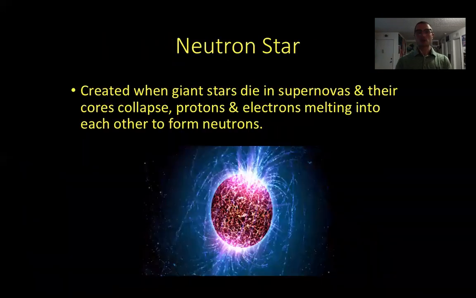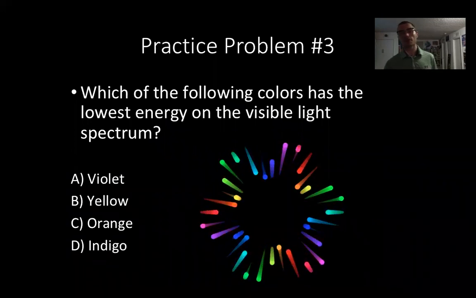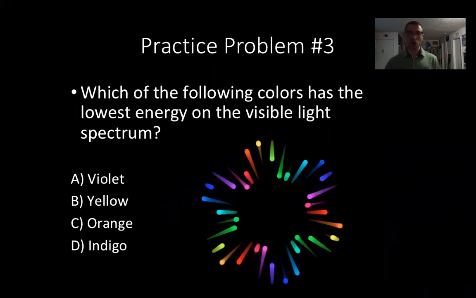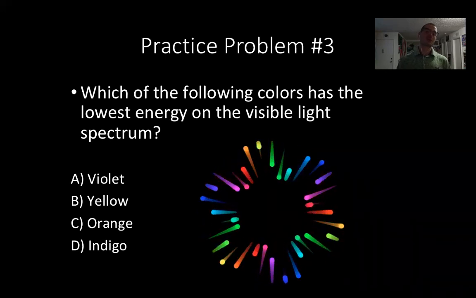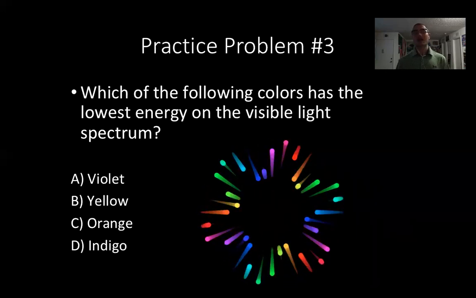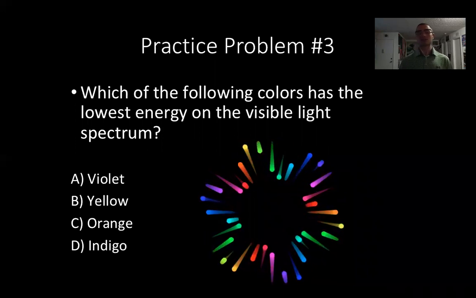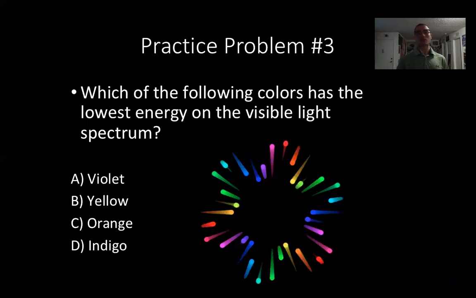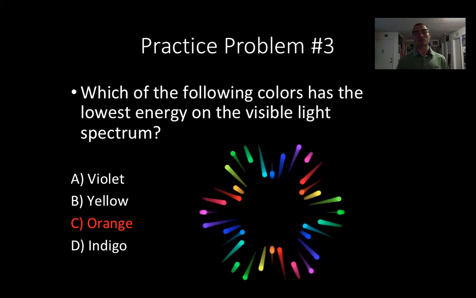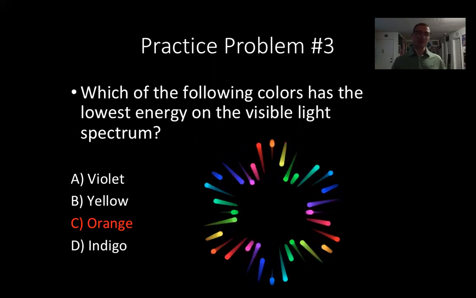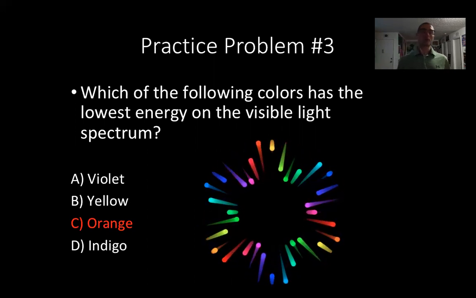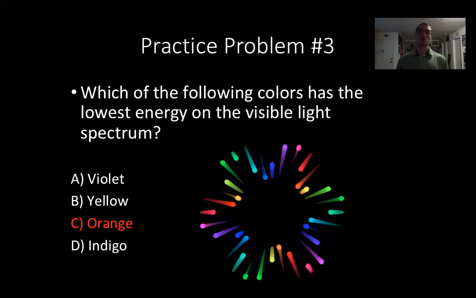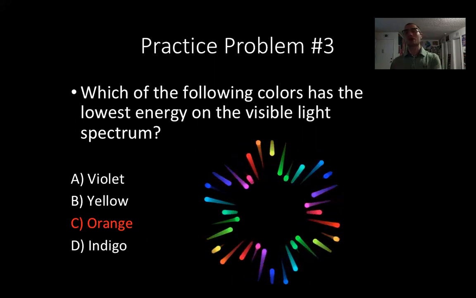All right, our last question: which of the following colors has the lowest energy on the visible light spectrum? Also, I think meaning that it has the lowest frequency, if I'm not mistaken. A, violet; B, yellow; C, orange; or D, indigo. The correct answer is C, orange. Again, the lower the frequency, the lower the energy; the higher the frequency, the higher the energy. Always remember Roy G. Biv: red, orange, yellow, green, blue, indigo, violet, okay?